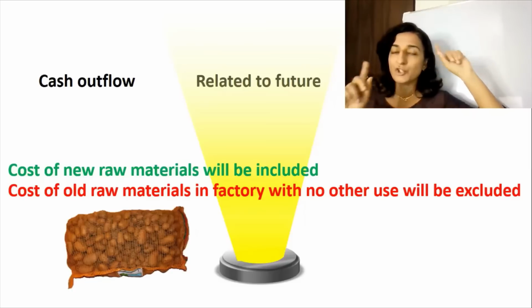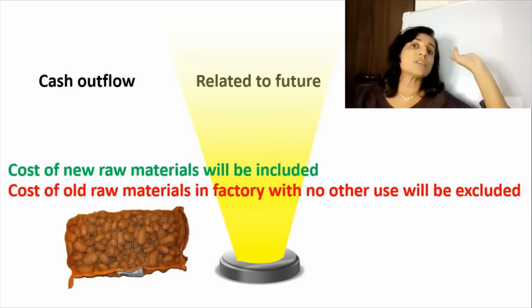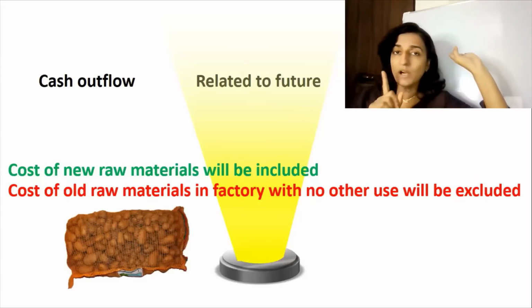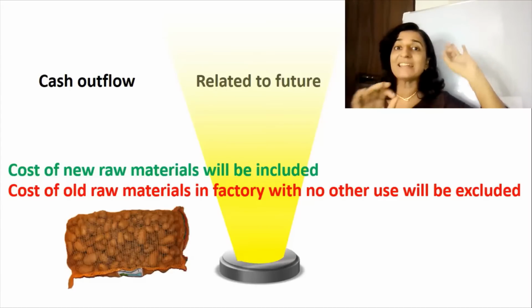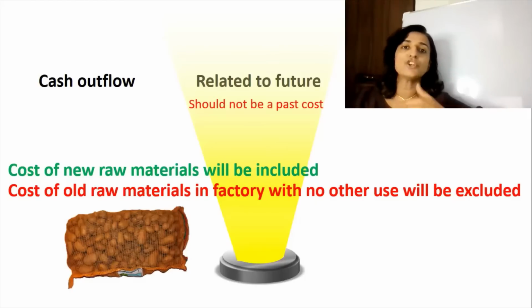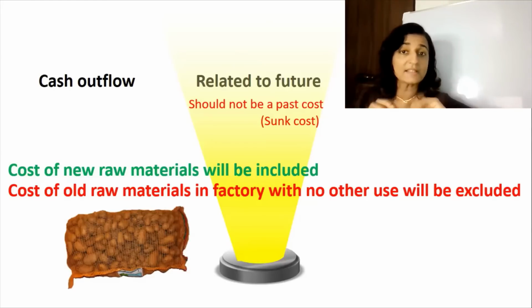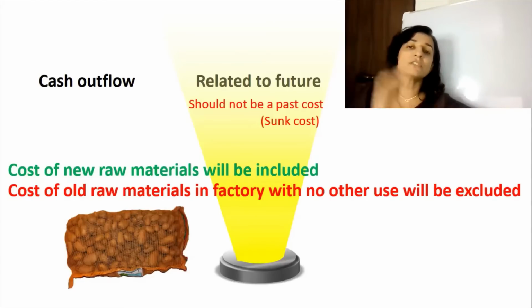So relevant cost should be related to the future. It should not be a past cost. And another word for past cost, which is very important, is it should not be a sunk cost. It should not be a past cost or it should not be a sunk cost. Sunk cost and past cost mean the same thing. So it should be something which is related to the future. That was point number 2.